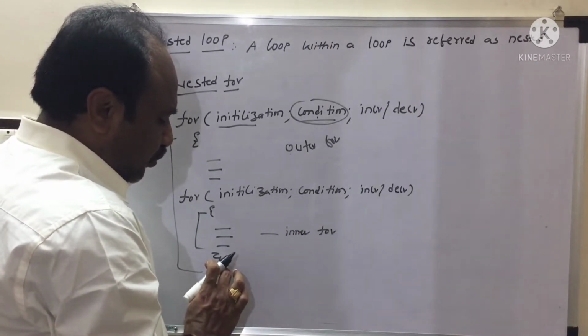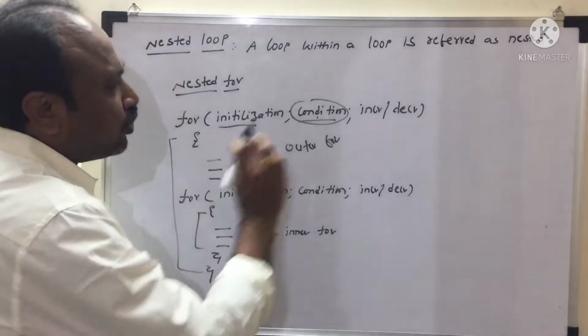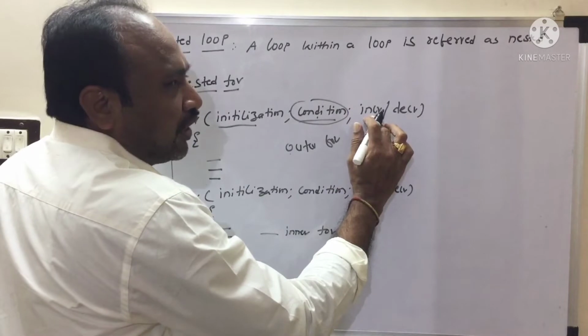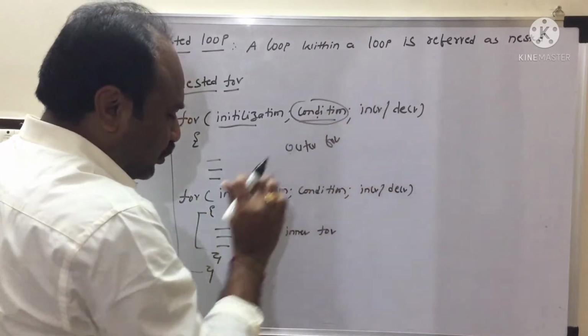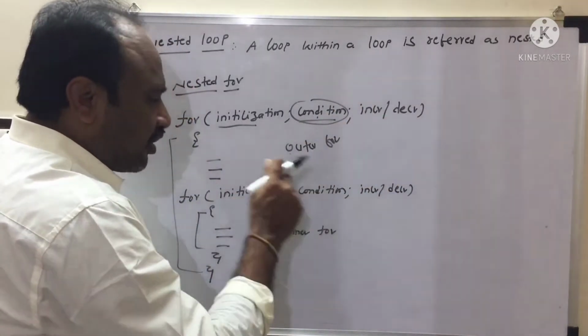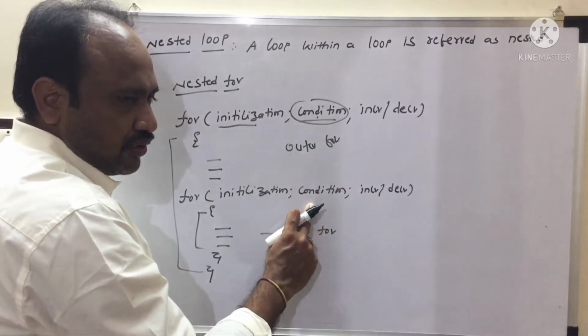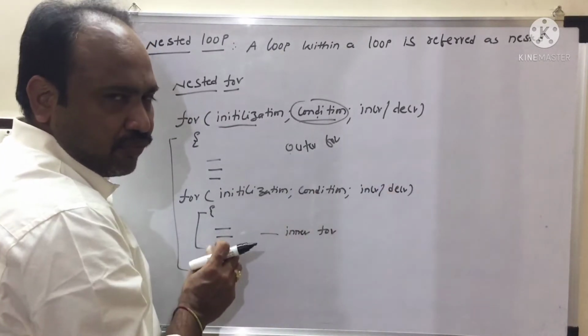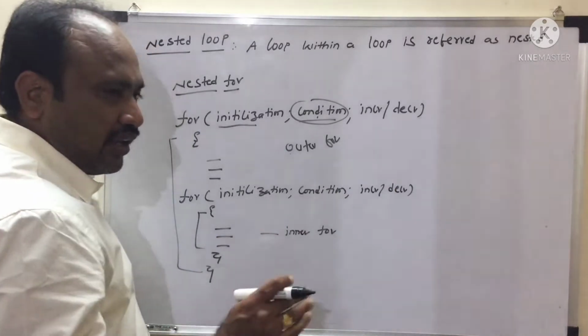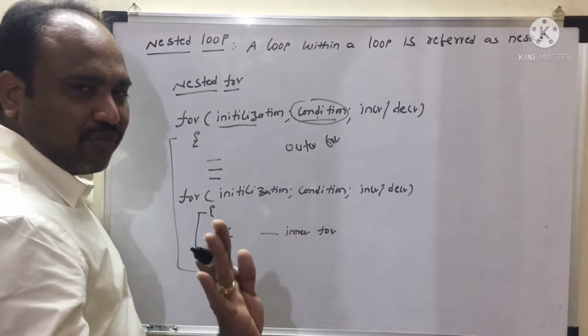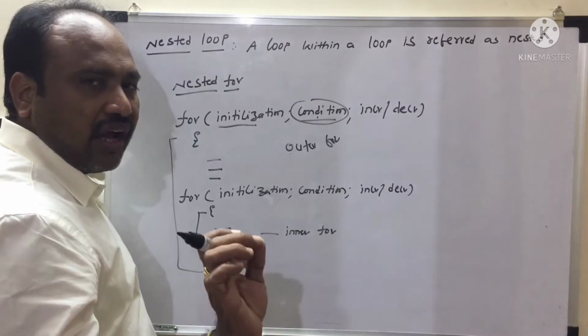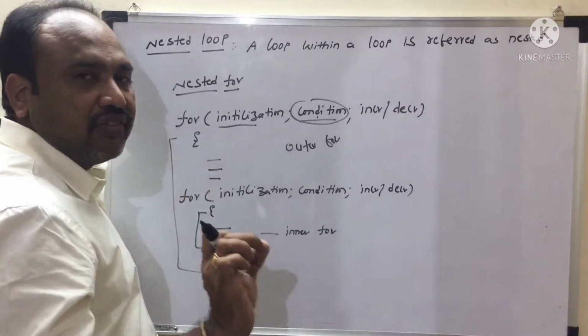Okay, the inner for loop closes, come out. Again go to the outer for loop. Value increases or decreases. Again come to the inner for loop. Again the inner for loop will be executed repeatedly until the condition becomes false. If I explain like this, it is somewhat difficult to understand. I will explain the same with an example.